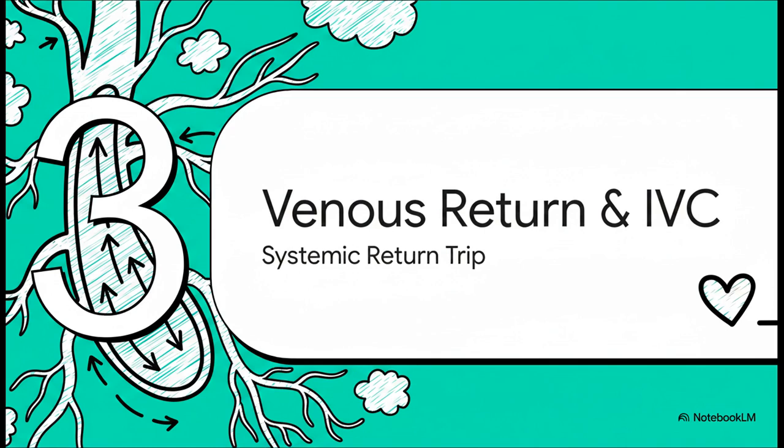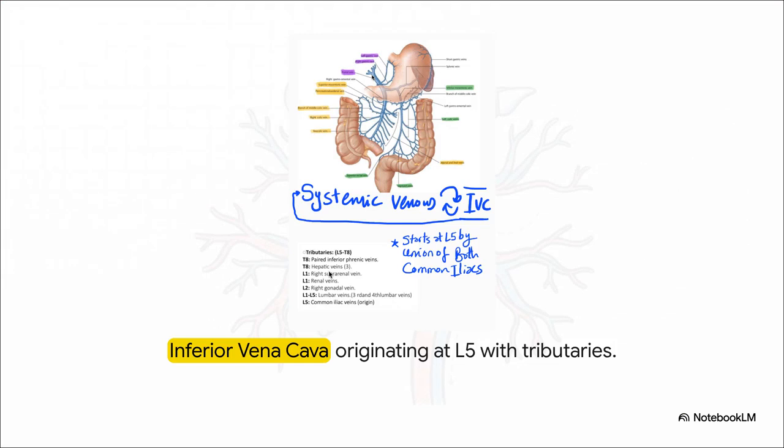Okay, Section 3, venous return and the IVC. Time for the systemic return trip. So, the blood's been delivered, right? Now it needs a way back. The inferior vena cava, or IVC, is that primary venous highway back to the heart. It starts all the way down at L5, formed by the union of the two common iliac veins.